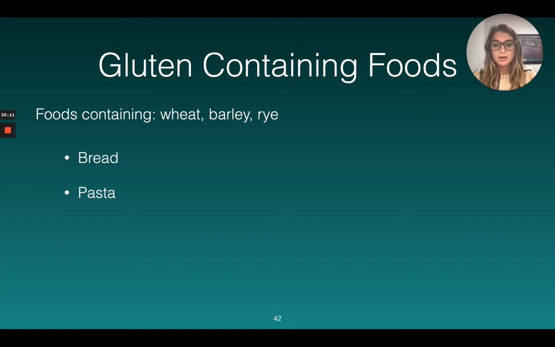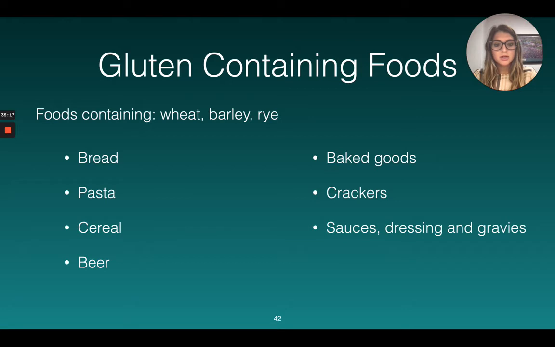So bread, pasta, cereal, beer, baked goods, crackers, sauces. A lot of sauces, dressings, and gravy, they add flour or gluten to it for the purposes of the dressing, and it helps with the thickness of it. And then soy sauce also does have gluten in it.